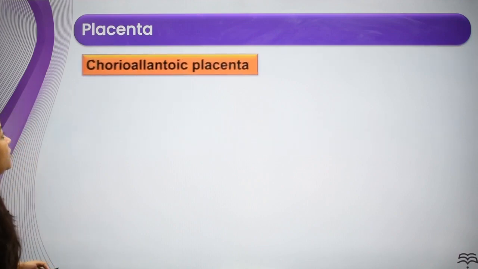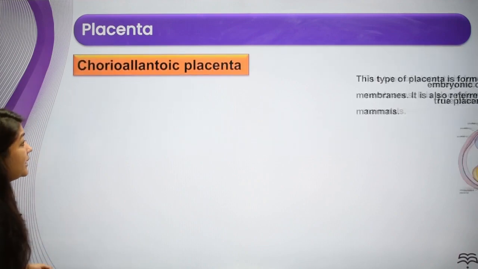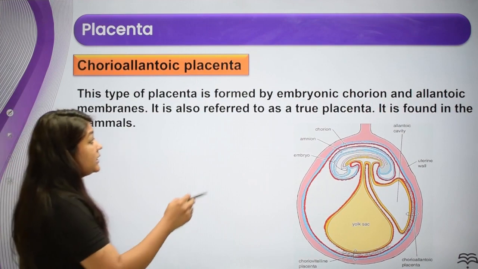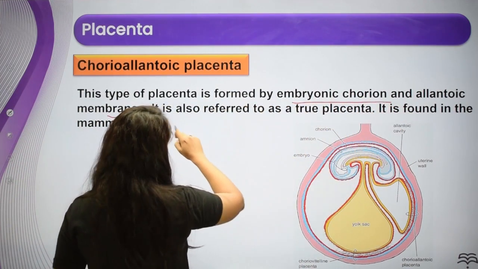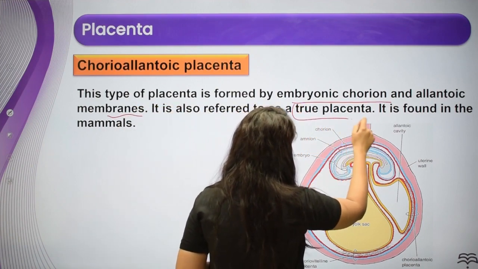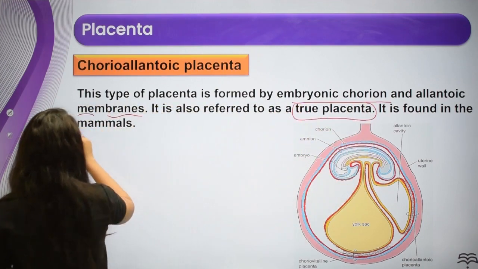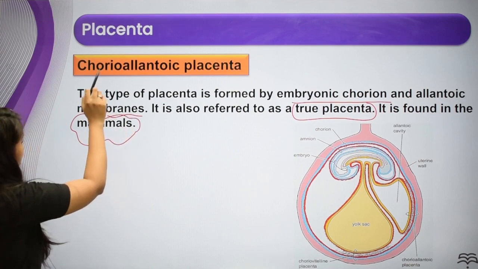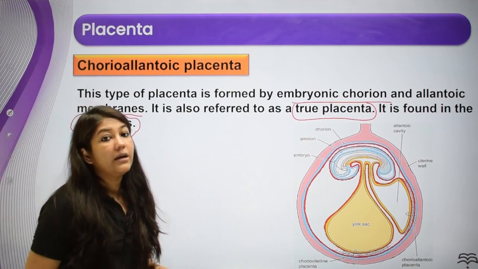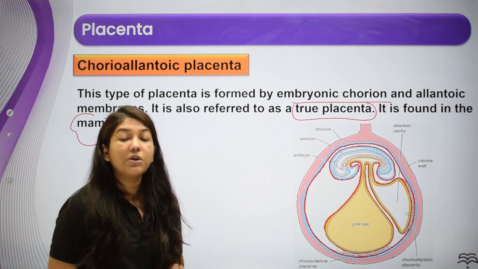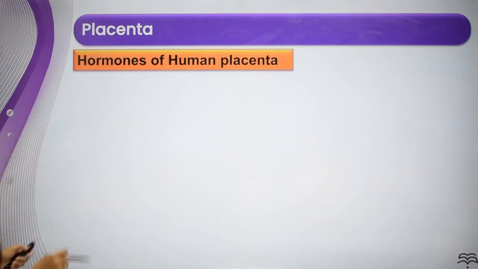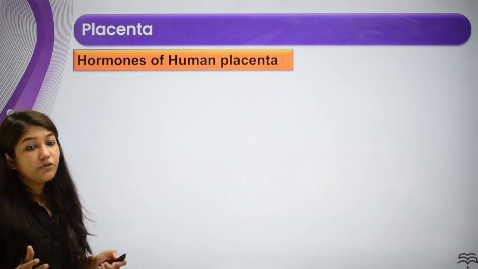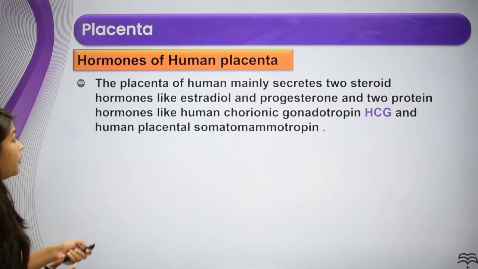राइट, नाउ chorioallantoic placenta. Now see, this type of placenta is formed by embryonic chorion and allantoic membranes. It is also referred to as true placenta. और कहाँ पे मिलेगा? Mammals में मिलेगा. ठीक है, तो ये टर्म याद रखना है, कोरियो एलेंटोइक प्लेसेंटा. क्वेश्चन आया ह्यूमंस में कौन सा प्लेसेंटा मिलेगा? कोरियो एलेंटोइक प्लेसेंटा मिलेगा. नेक्स्ट इज द हॉर्मोन्स ऑफ ह्यूमन प्लेसेंटा, विच इज अ वेरी इंपॉर्टेंट पॉइंट.